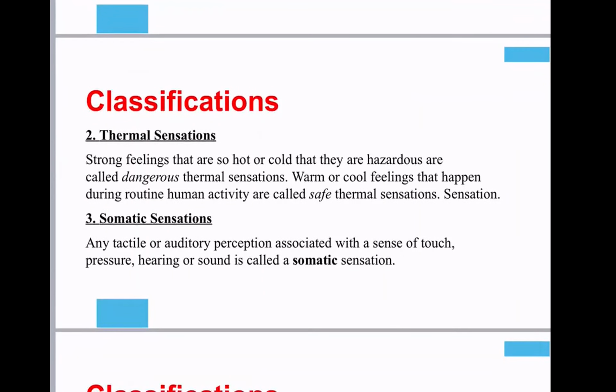Second one, thermal sensation. Strong feelings that are so hot or cold that they are hazardous are called dangerous thermal sensation. Warm or cool feelings that happen during routine human activity are called safe thermal sensation. Third one, somatic sensation. Any tactile or auditory perception associated with a sense of touch, pressure, hearing, or sound is called a somatic sensation.